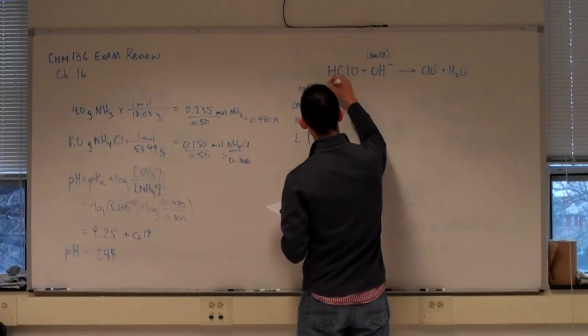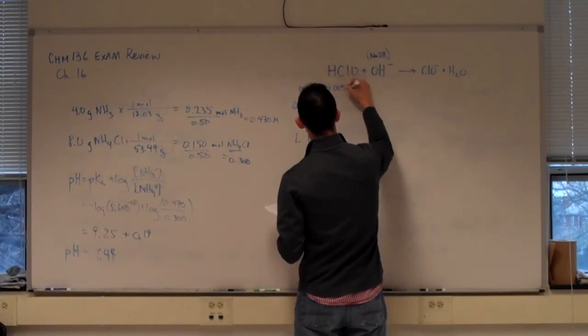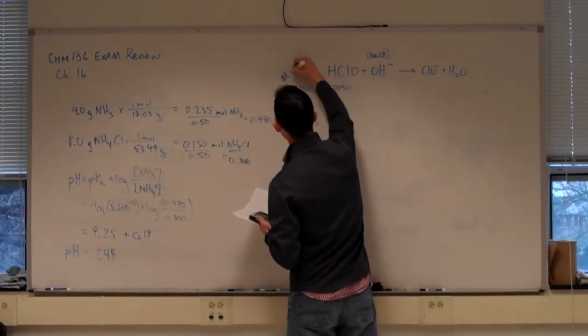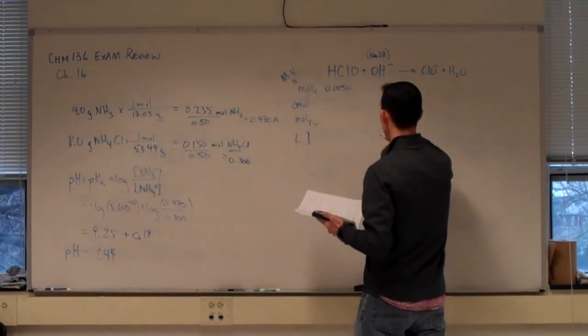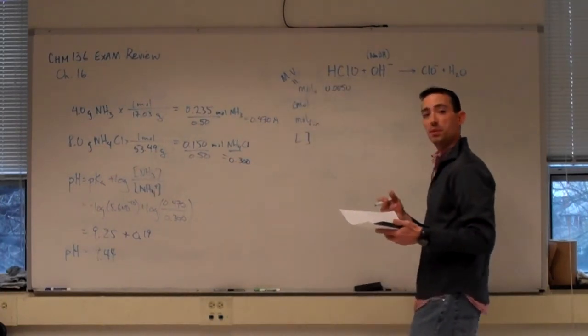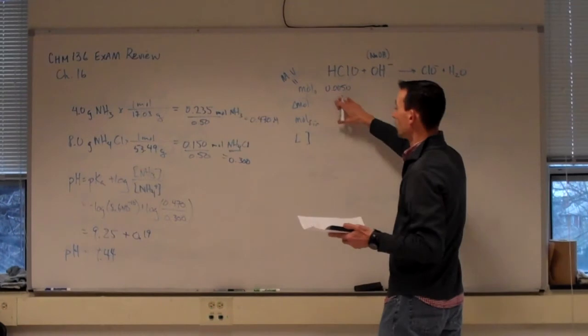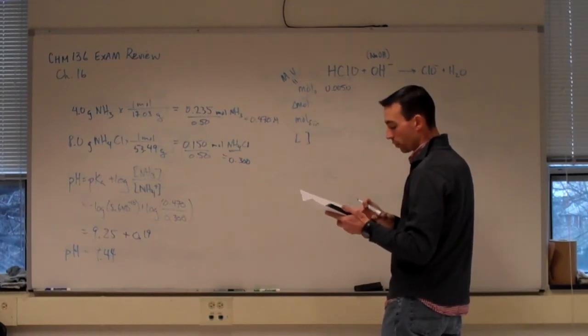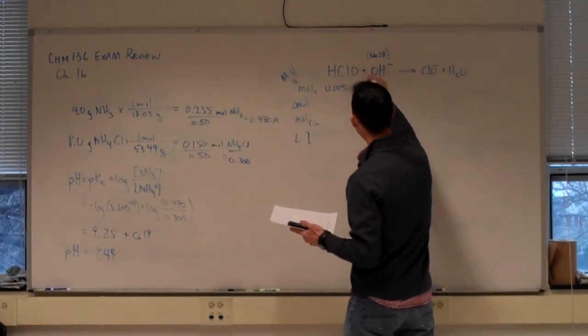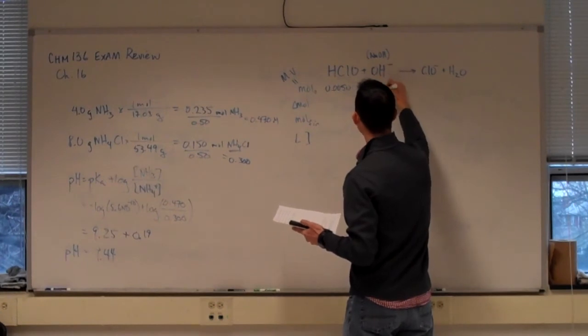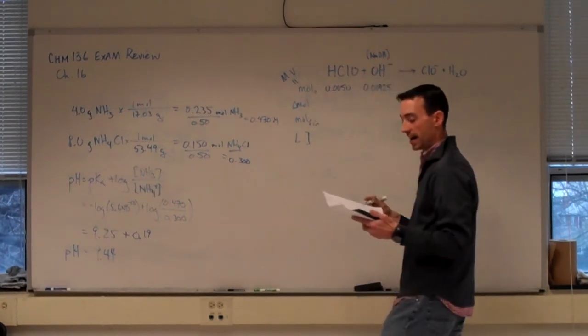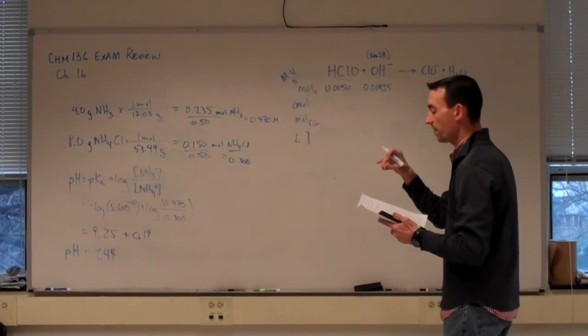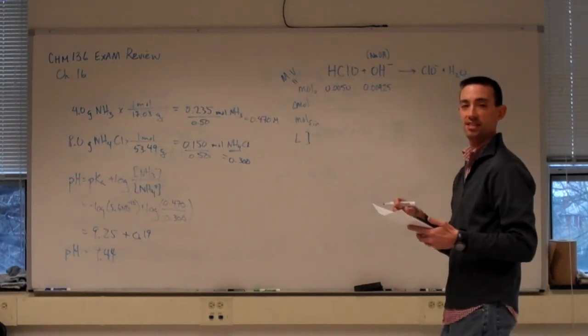So we have 0.0050, right? Molarity times volume is moles. Now the 85%, so all we need to do is multiply this number by 0.85, and that is how many moles of OH we are adding. That's what the question says, when 85% of the acid is titrated.